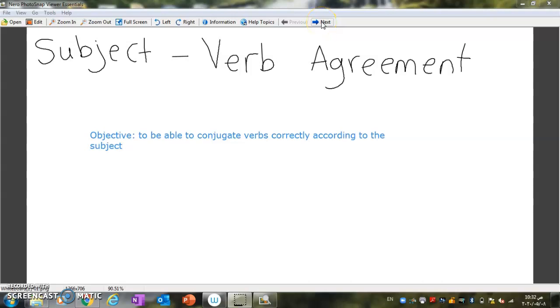Hello everyone, today we're going to talk about subject-verb agreement. So we're going to be able to conjugate verbs correctly according to the subject.